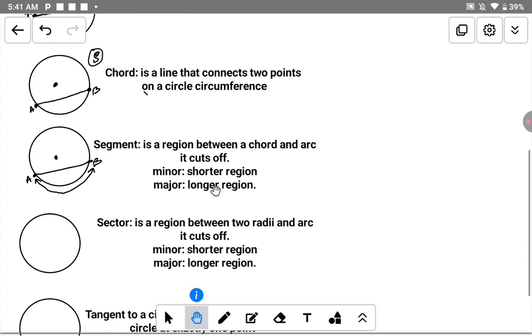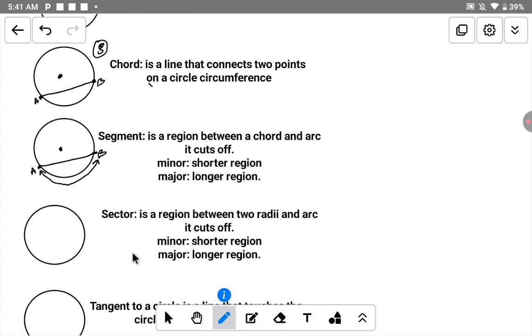So let's move further. After discussing these parts of the circle, the next thing we'll be discussing is a sector. A sector is a region between two radii and an arc. Let's say this is the center of a circle. If you have a radius at this point and another radius at this point, let's say this is point A and this is point B. From this place to this place is an arc.